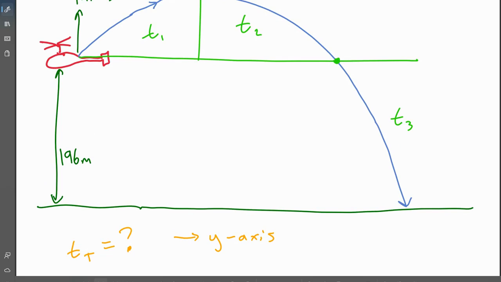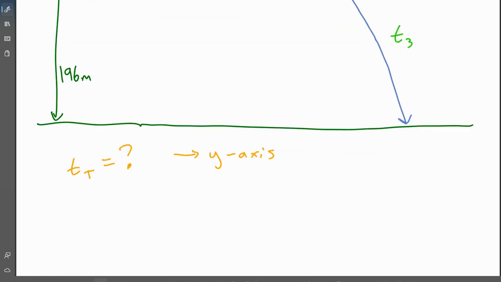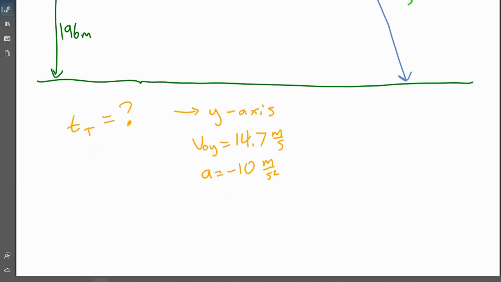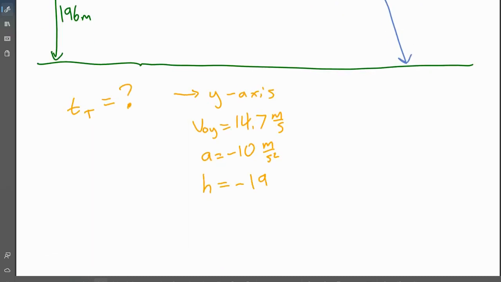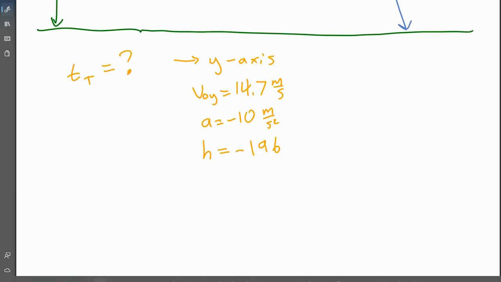All right, well, we have our initial velocity in the y. That's what the helicopter was moving. So v naught y is 14.7 meters per second. We know our acceleration, negative 10. We know our initial height. We know our height that the ball travels from start to finish. Well, it moves down 196 meters, so negative 196. Okay, so we can now use our equation because we're looking for time. Height is equal to v naught t plus 1/2 at squared.